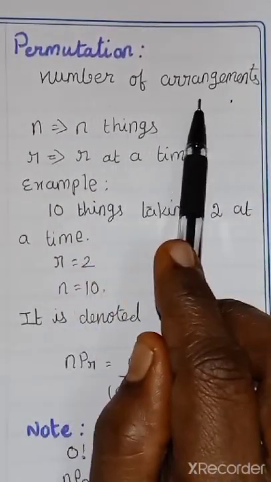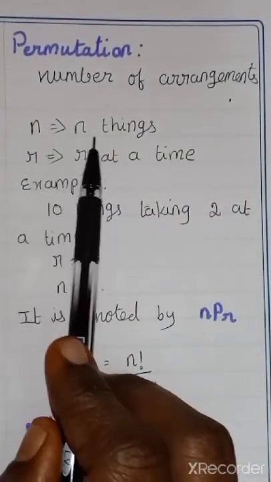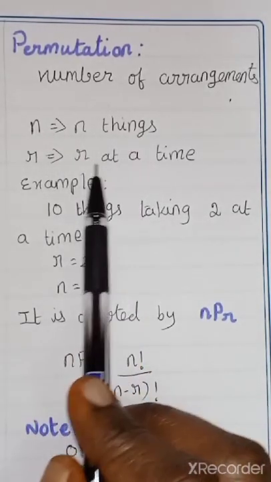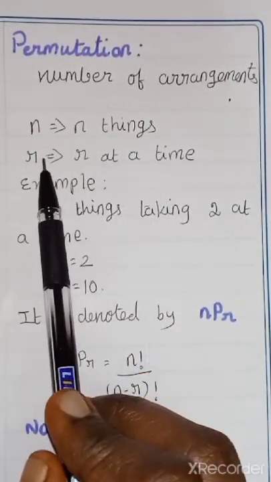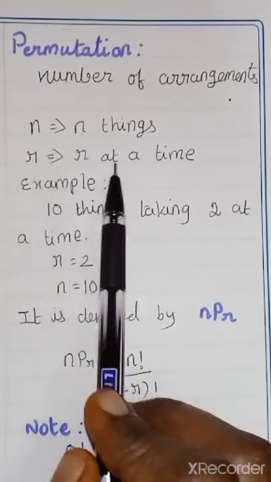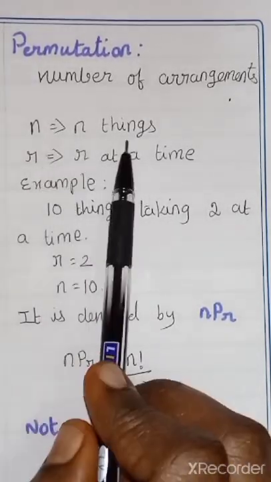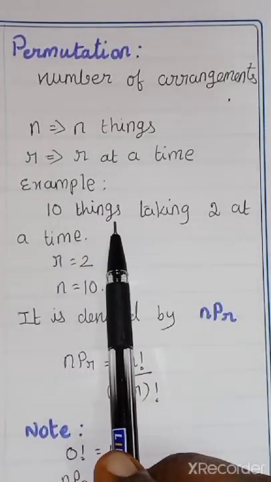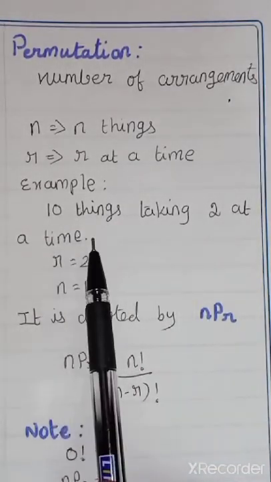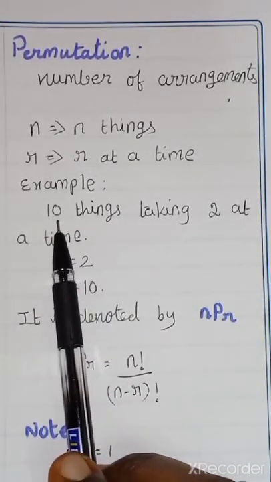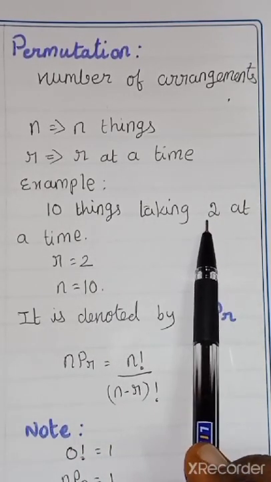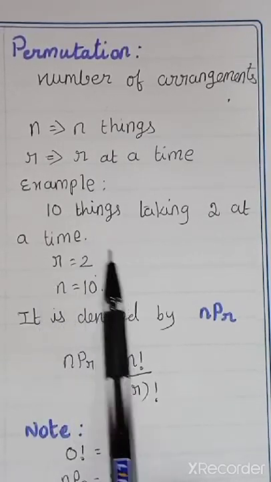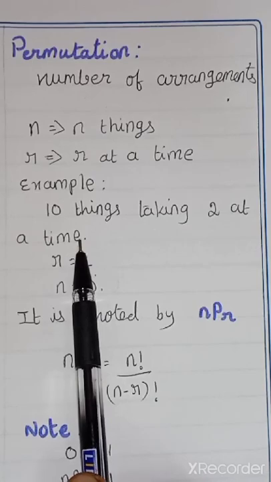If we are taking n things, like 5 things, I can take 2 at a time out of those 5 things. So r is the number of things we are taking at a time, and n is the total number of things. Is that clear? I'll give you an example. 10 things are there, and we have to take 2 at a time. So what is your n value? 10. What is your r value? 2. So n is the total number of things, and r is the number taken at a time.